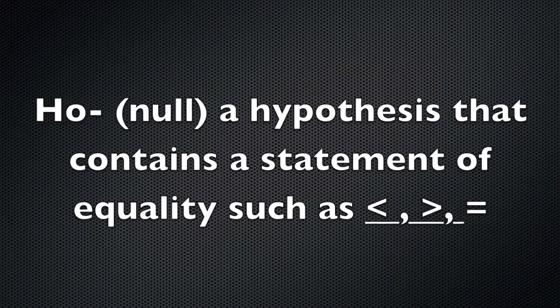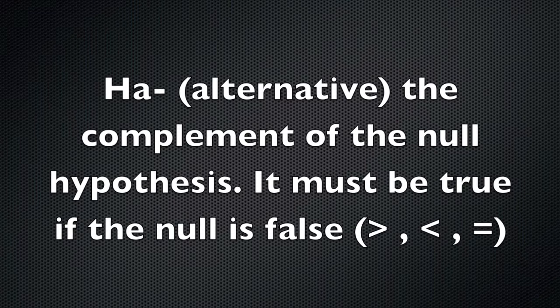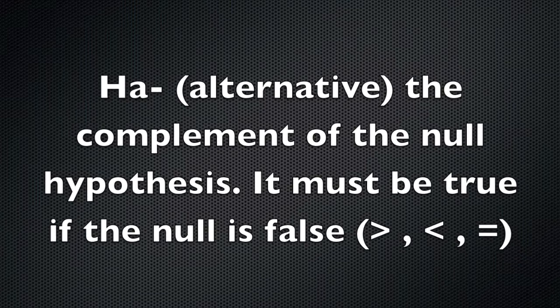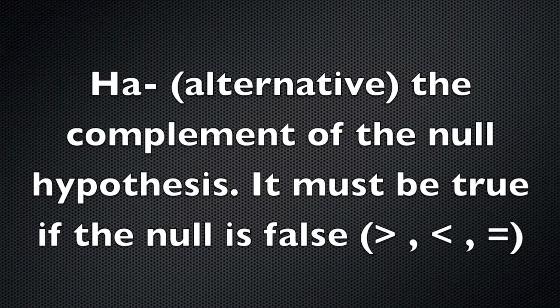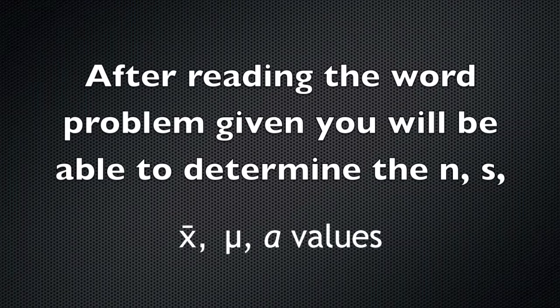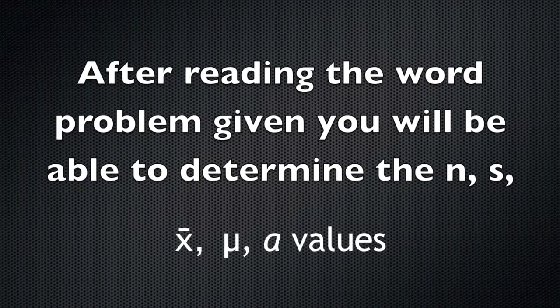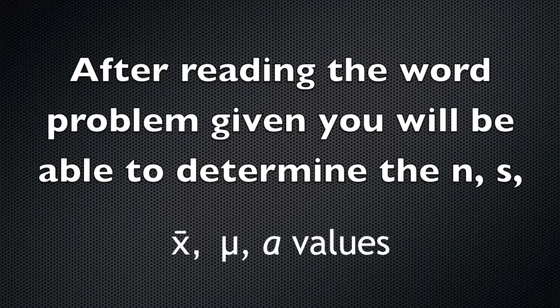The first step in solving a hypothesis test is to find the null and the alternative. The null is a hypothesis that contains a statement of equality, like greater than or equal to, less than or equal to, or equal to. The alternative is a complement of the null hypothesis. It must be true if the null is false, and it contains either a greater than, less than, or not equal to symbol. After reading the word problem, you will be able to determine the n, s, x bar, mu, and alpha values.